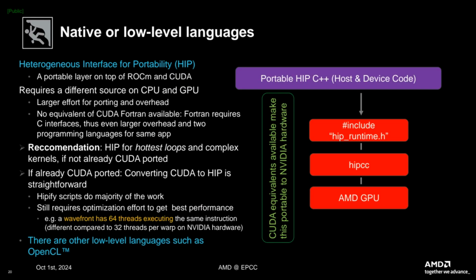So HIP is the low-level language that we're going to talk about tomorrow, and it's a little bit more involved than OpenMP, as you've seen from the simple examples that we showed before. You need to be a little more careful about how you implement with HIP. But the idea is that with HIP, you can get the best performance. So if you really want to stick with OpenMP, save HIP for the hottest loops, the ones that are taking the most time, so that you can get very good performance on those.